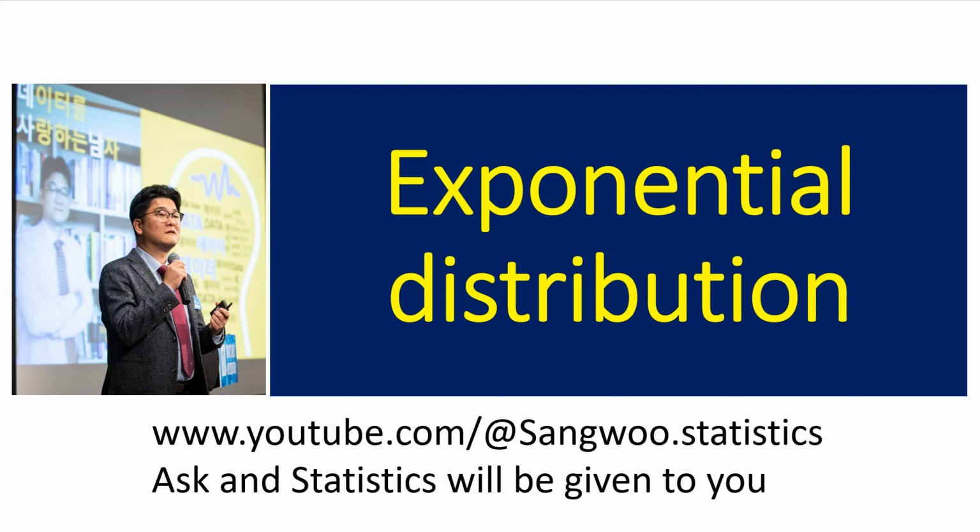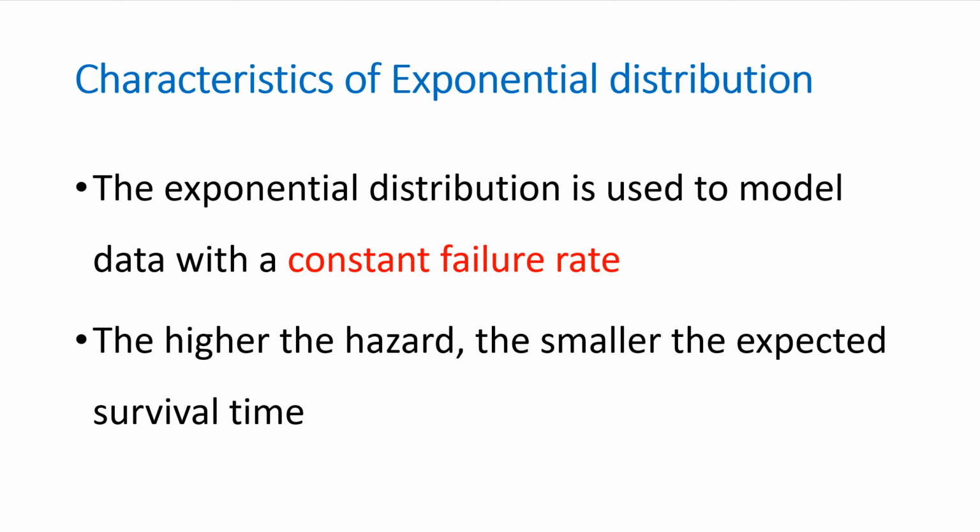I'm Sang Kim. In this video, I would like to help you understand the exponential distribution before covering parametric survivor analysis. The characteristics of the exponential distribution are like this. The exponential distribution is used to model data with a constant failure rate. And the higher the hazard, the smaller the expected survival time.